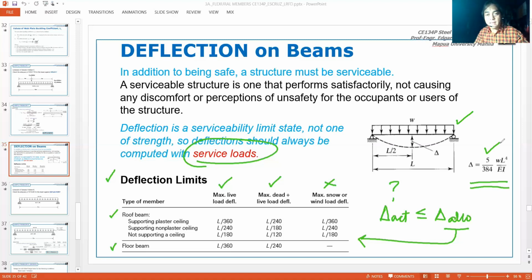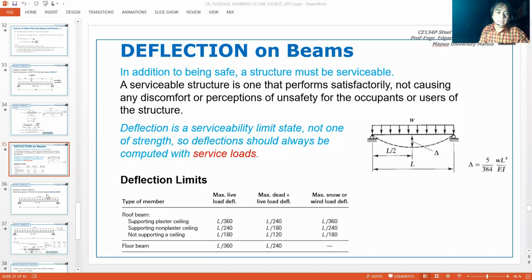So these 4 basic deflection formulas should already be in your head. If you have not memorized them, that is okay, but you should be able to derive them using any of the methods you have learned from theory of structures. Okay, so let's have this example.